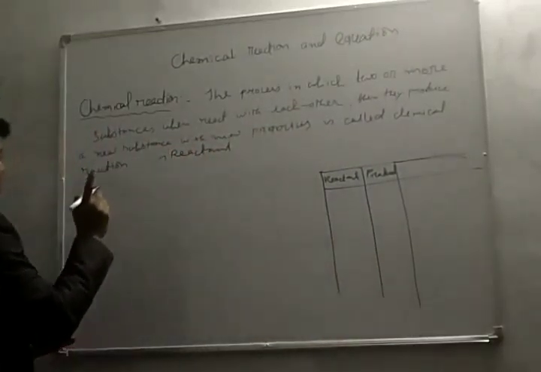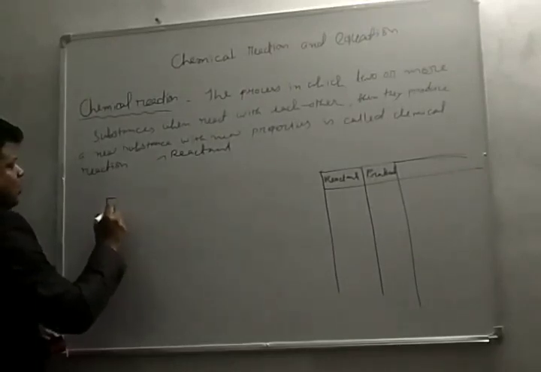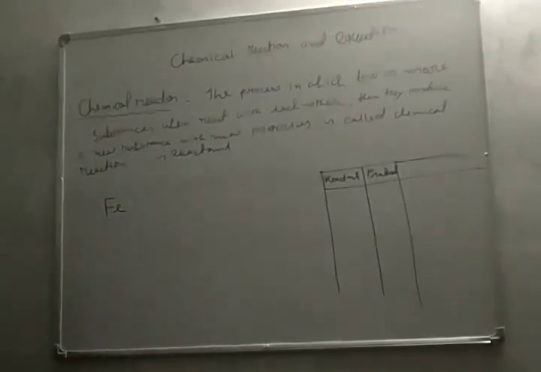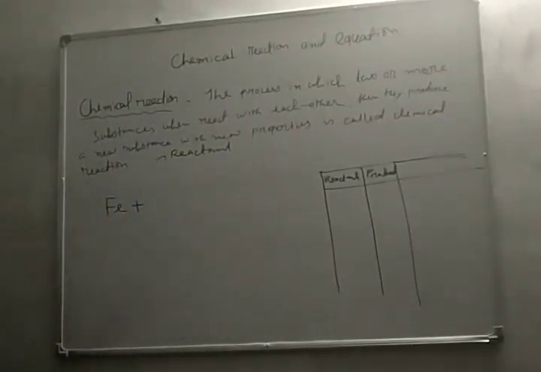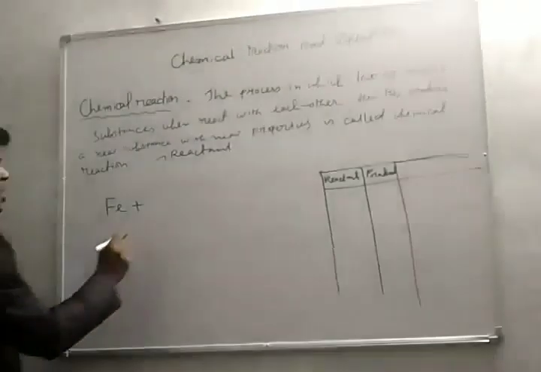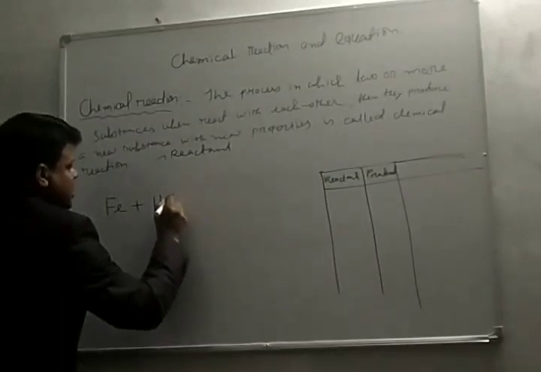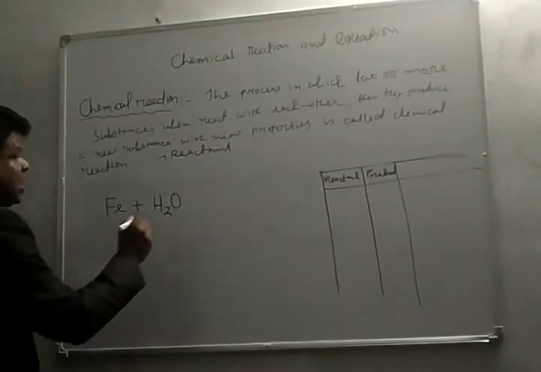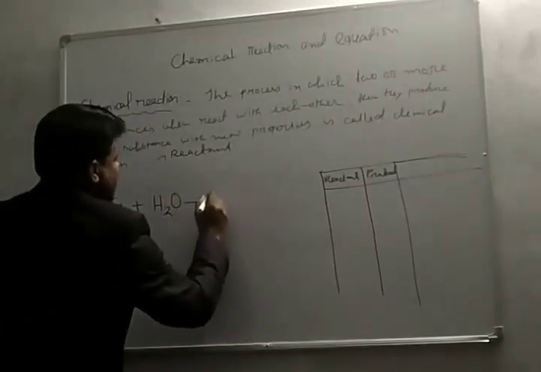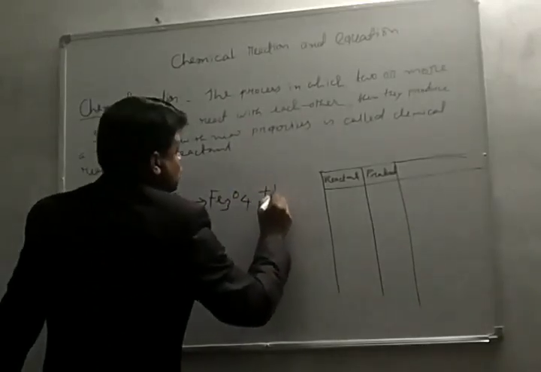Say I have taken a piece of iron. The chemical symbol of iron is Fe, and keep it in the air for a long time. So what is there in the air? Moisture, water vapor is there. So when I keep it in the open air, definitely it will react with water. As a result, it will produce Fe3O4 plus H2, hydrogen gas.